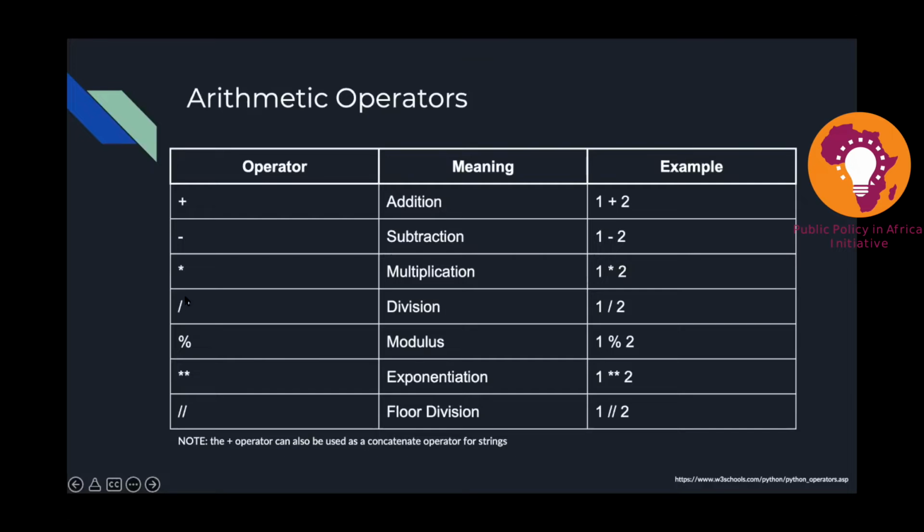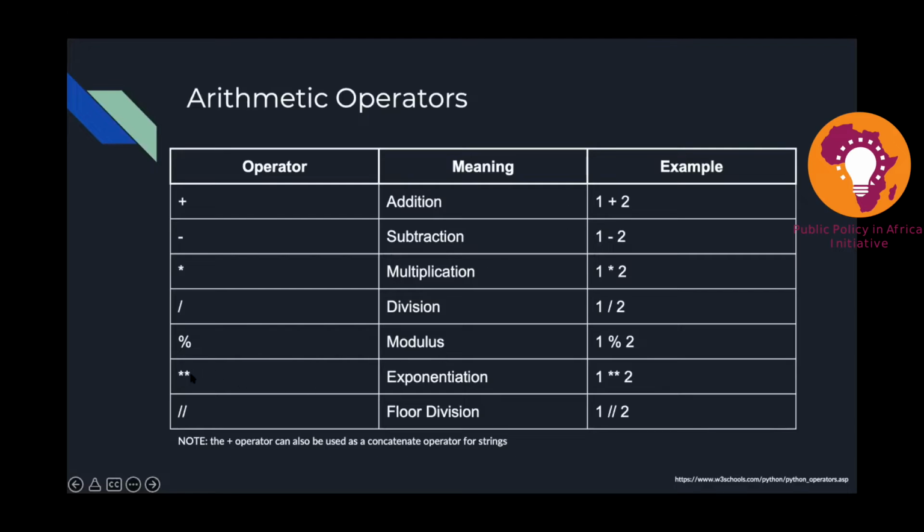Then we have the division operator. So 1 divided by 2 will give us 0.5. Then we have the modulus operator. This basically gives us the remainder. So if we divide 1 by 2, we get the quotient as 0, but we get the remainder as 1. So the answer for 1 modulus 2 will be 1. Does that make sense? Or is anybody not clear on that? Okay.